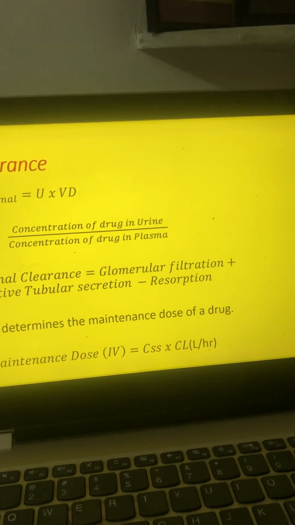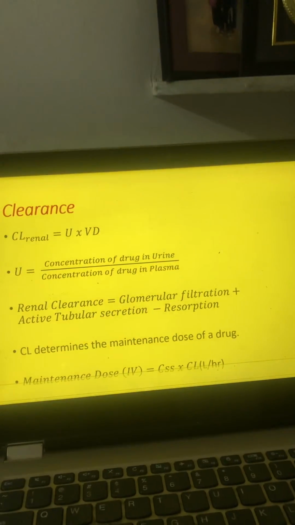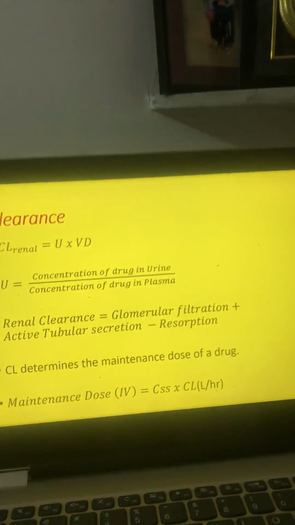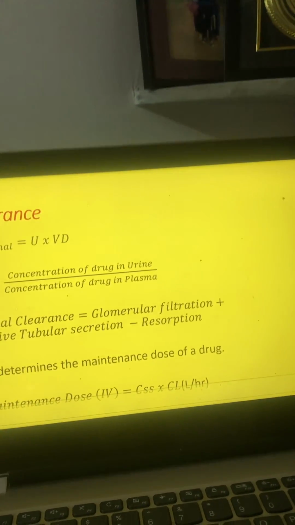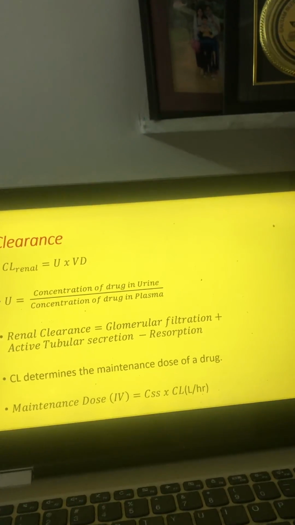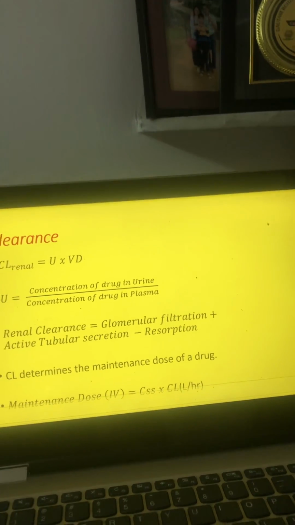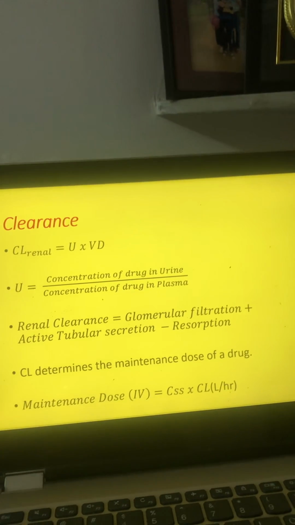Then we come to clearance. The most important renal variable in drug elimination is glomerular filtration rate, and creatinine clearance is an indication of GFR. Dosage in patients with renal impairment is equal to the average dose for a normal person times the patient's altered creatinine clearance per 100 ml per minute.